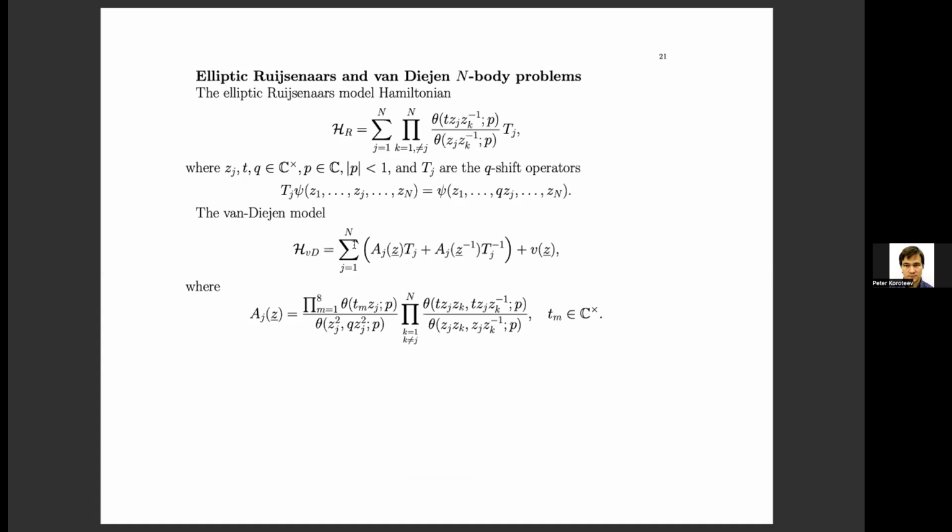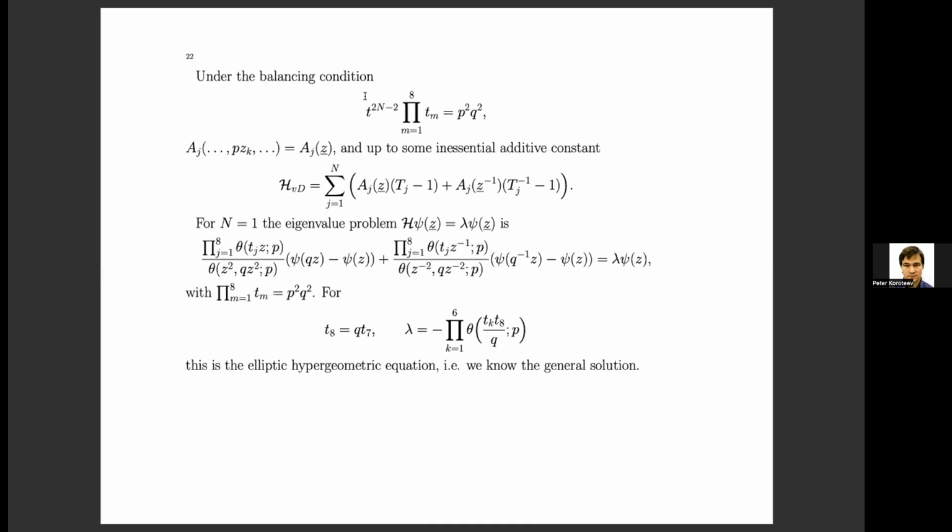The Van Diejen Hamiltonian has the following form. It is now a sum of T and T inverse times some potential, and the potential has the following form. And if you remember the coefficients which I was describing for the elliptic hypergeometric equation, then you will see that this piece looks exactly similar to what I described for this elliptic hypergeometric equation. And this piece is a mixture of integration variables, so it intertwines, which makes the situation non-trivial from the n-body point of view. So I will not describe what the potential V is. There are no constraints for the parameters t_j. This V function is very complicated. I will not need it because I immediately impose the following constraint, the balancing constraint.